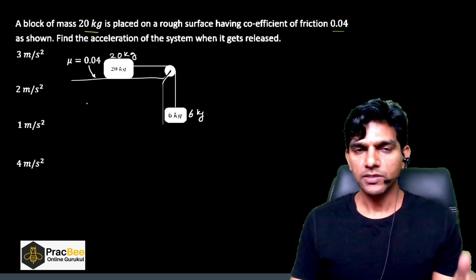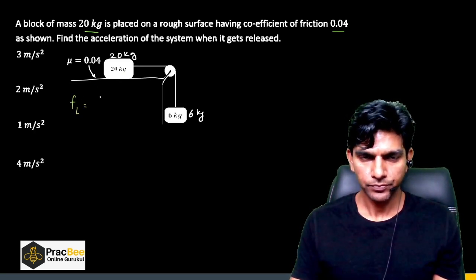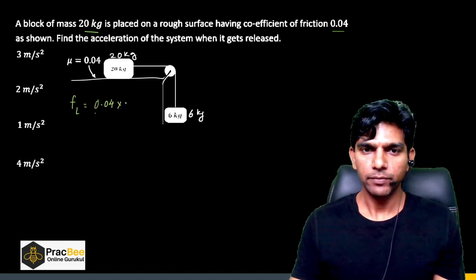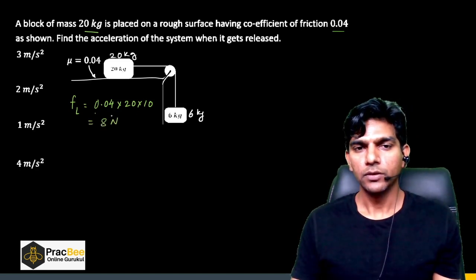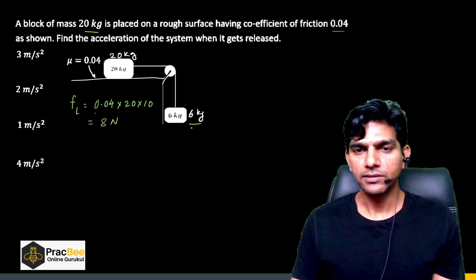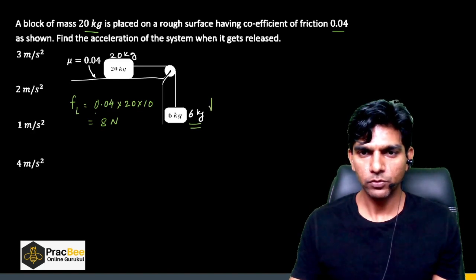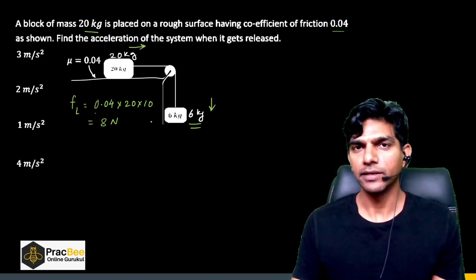So first of all, let us find the limiting friction here. Limiting friction will be mu mg, right? So m in this case will be 20 and I'm taking g as 10. So this comes out to be 8 Newton, right? Now this 8 Newton is less than the 60 Newton. So the system will go like this. The 6 kg block will go down and the 20 kg will slide in the right direction.